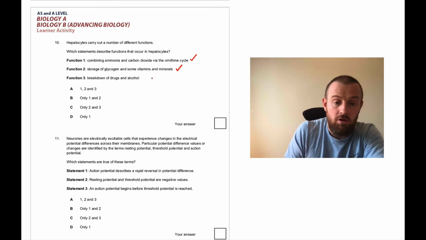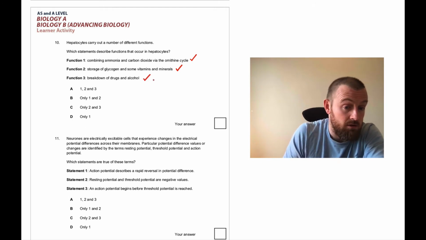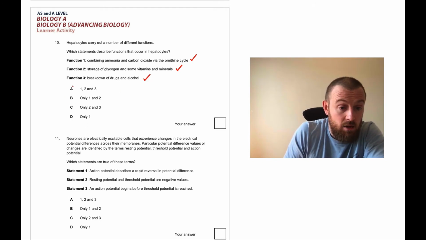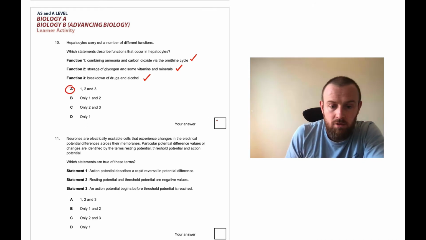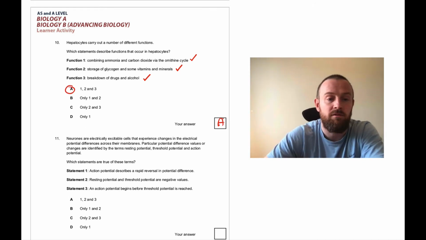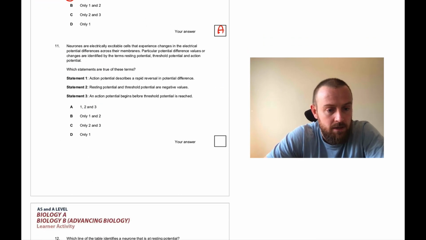Breakdown of drugs and alcohol. Yes, that happens in the liver. So the answer is A, 1, 2, and 3. All of these things are done in the liver. Very, very useful organ indeed.